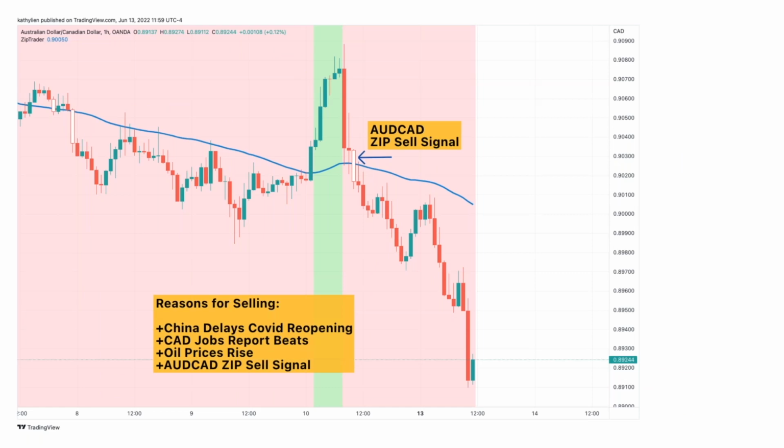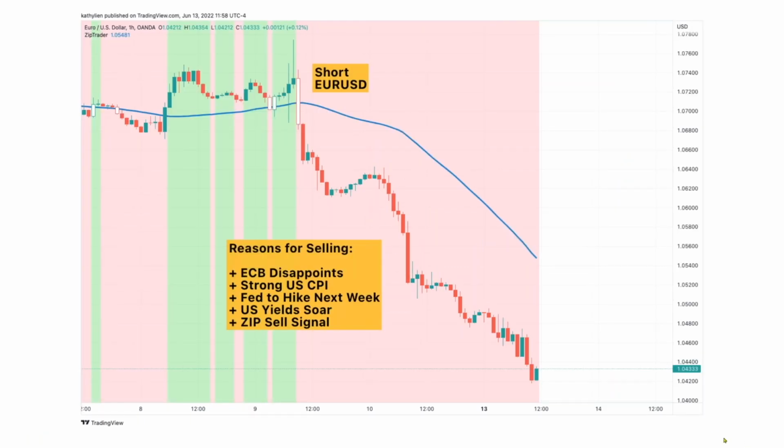So here's Aussie CAD. Now, Kathy trades a lot of crosses. Crosses are a lot more nuanced. The stories in crosses can be very, very interesting because when you're trading crosses, you're no longer really trading the U.S. dollar story. You're trading the relative stories of each one of those countries.